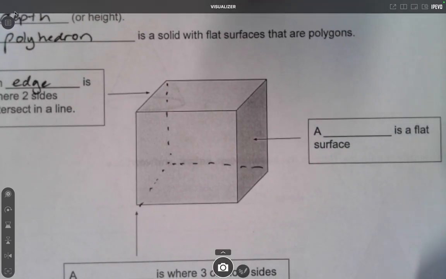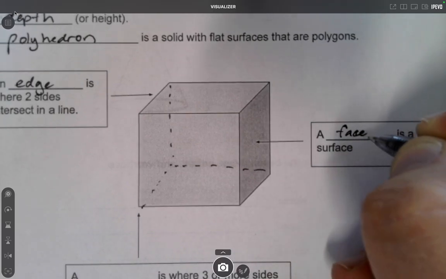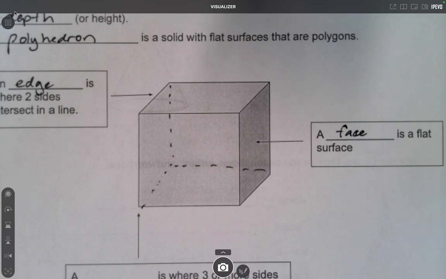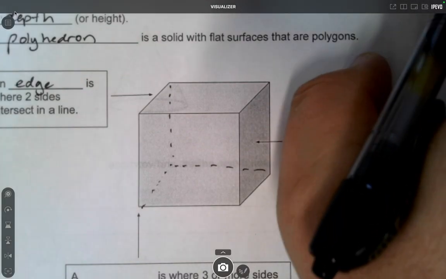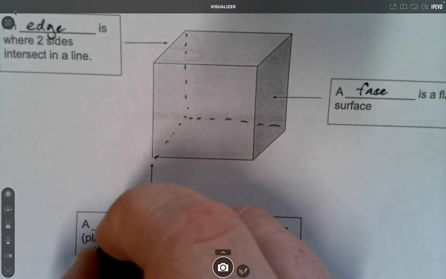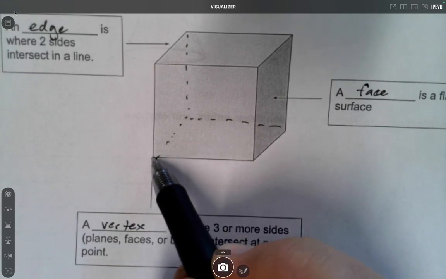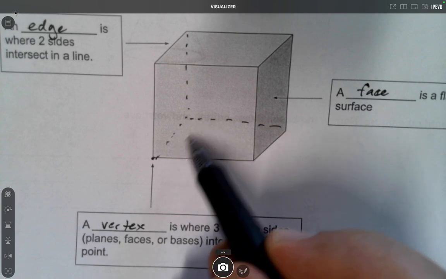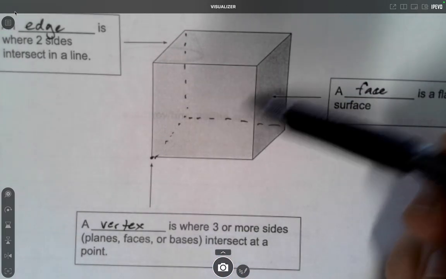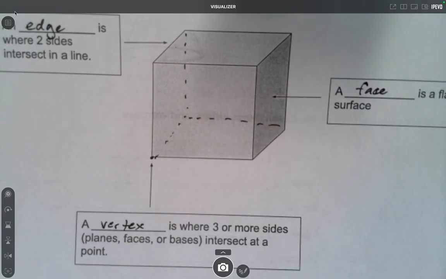Then, while we often call them just sides, the official name is a face. The face is a flat surface on the polyhedron. And a point or a vertex is where 3 or more sides, that could be planes, faces, or bases, intersect at a point. Like this point right here, we've got the intersection of the bottom, the front, and this hidden side over here on the left. They all meet at that vertex.